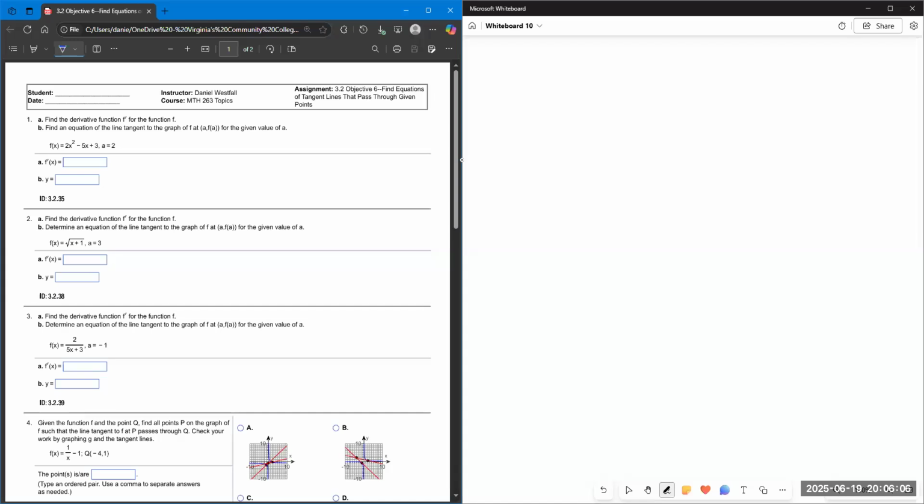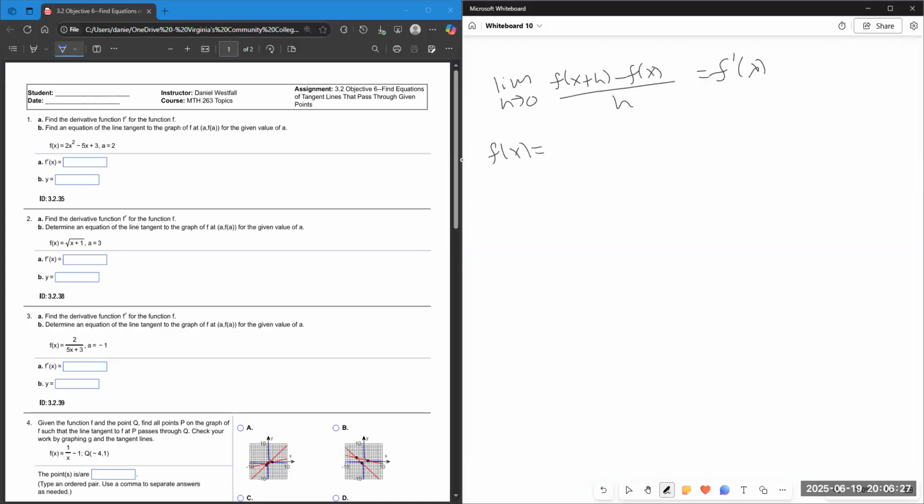because it's going to ask us for f prime of x. So we have to go through the limit process, limit as h goes to 0 of f of x plus h minus f of x over h to get our f prime of x. Then we can evaluate at x equals a. All right, let's get started with number one.